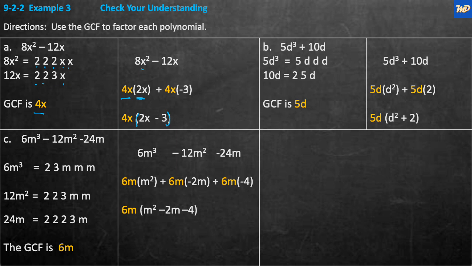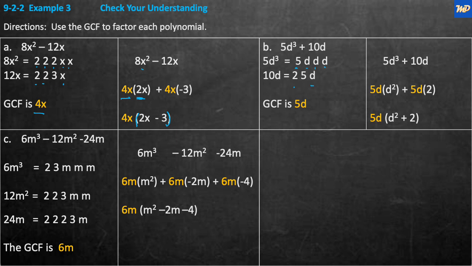5d cubed plus 10d. Well, the 5d cubed can be broken into a 5, 5 is a prime number, and there are 3 d's: 1, 2, 3. Then 10 can be broken into what? We start with the 2's. 2 goes into 10 5 times, so we got the 2. 2 goes into 5? Nope, it doesn't. But 5 is a prime number, so 5 times 1 is 5, you can't do anything with it. Both primes, so 2 and 5. And then there's one singular d.